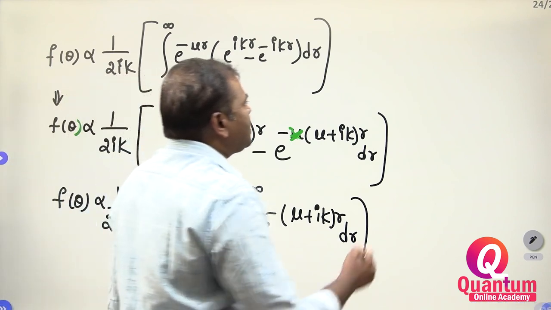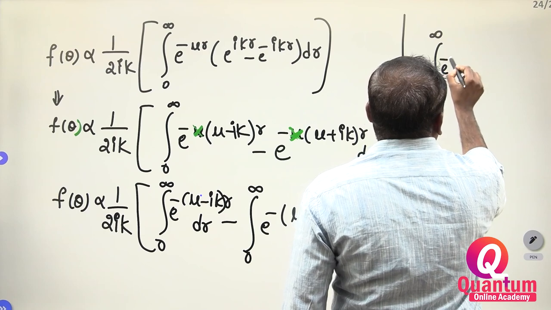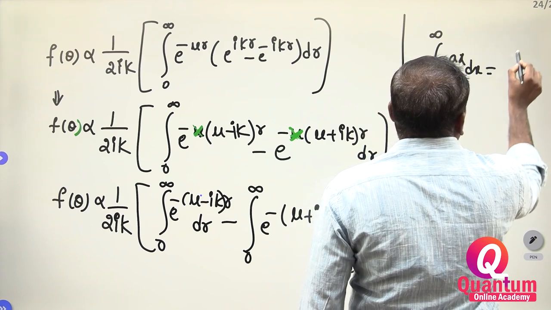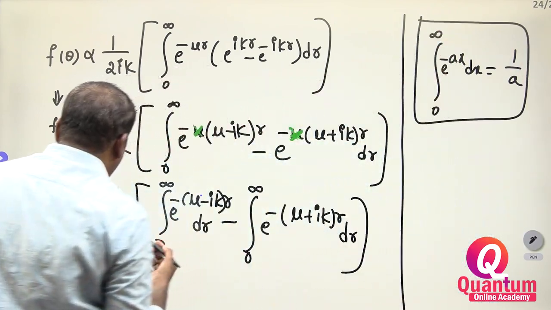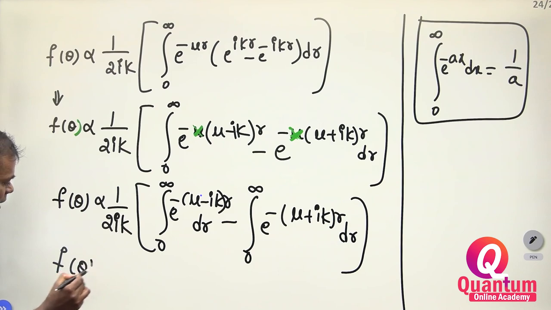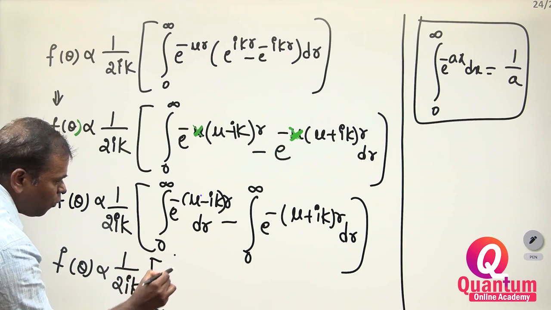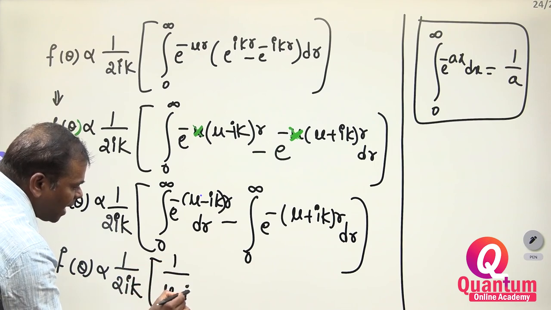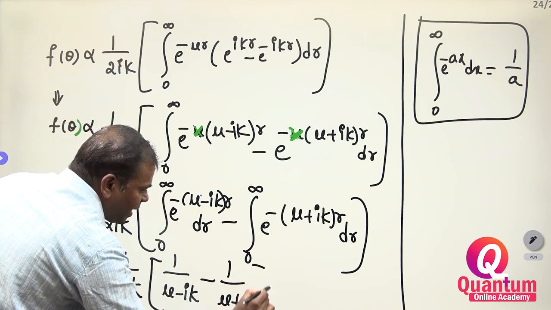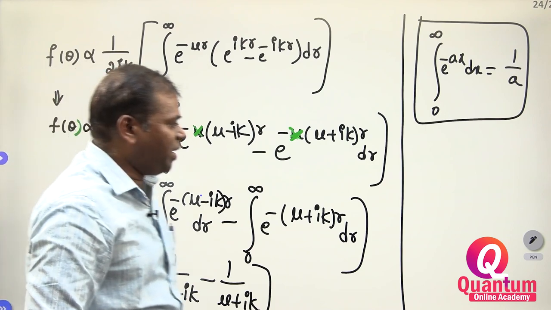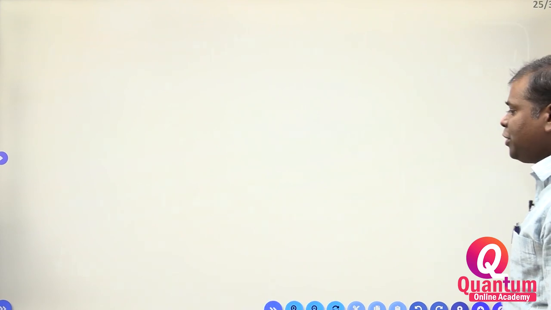Now for the integration, the integral 0 to infinity of e to the power of minus ax dx is equal to 1 by a. This is the formula. From this formula, f of theta is directly proportional to 1 by 2ik into 1 by (mu minus ik) minus 1 by (mu plus ik) we are getting. Correct? Again, we need to simplify.